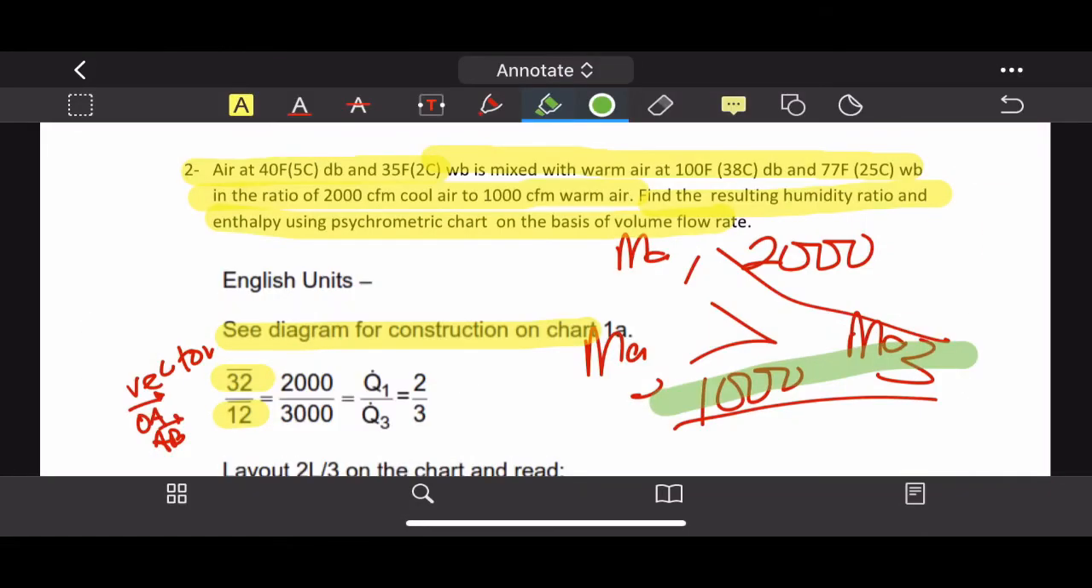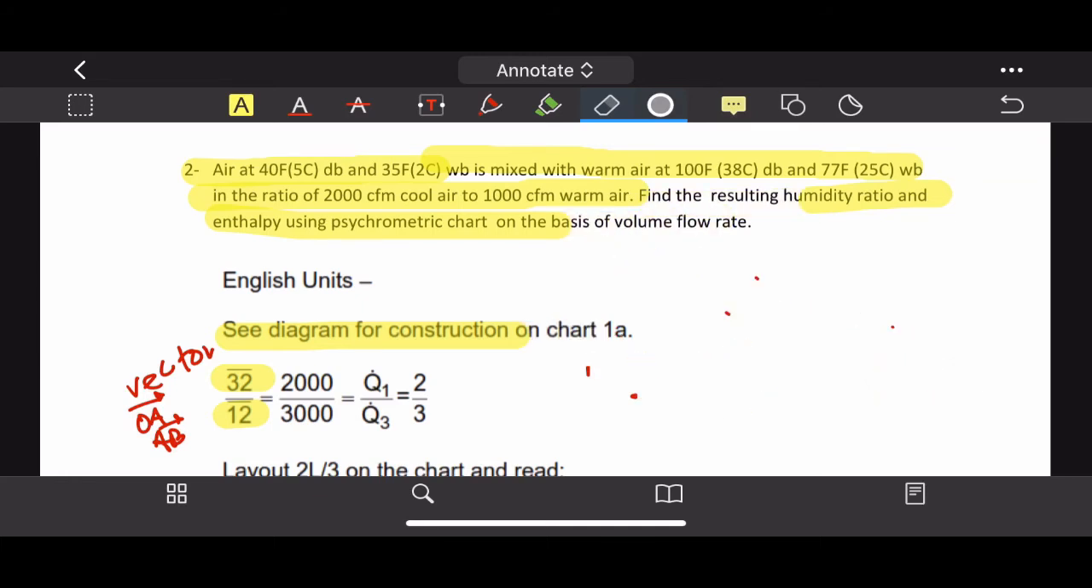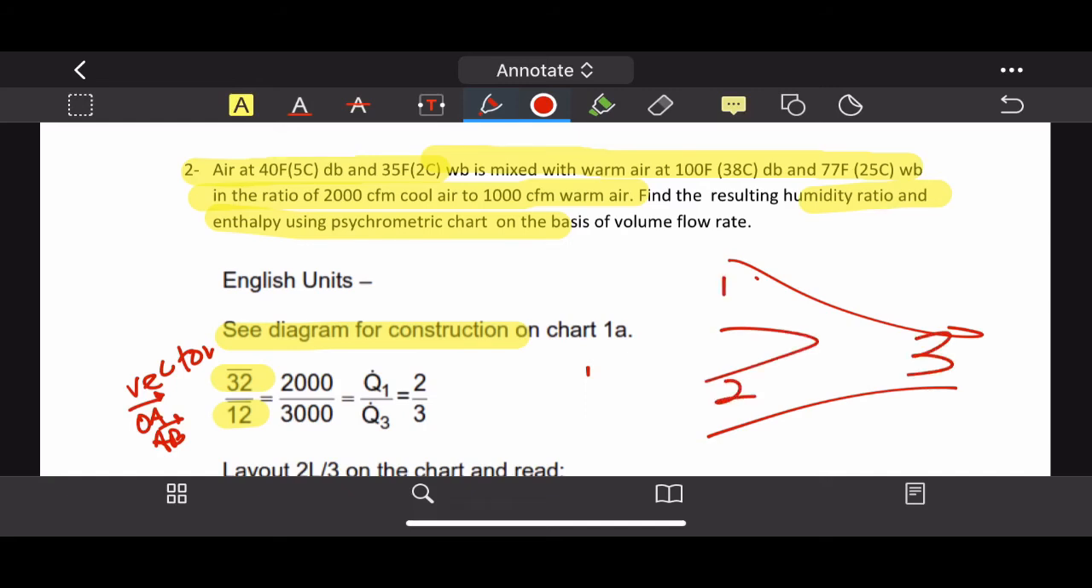Okay, so this is not 1 to 2, sorry. Okay, so let me draw this one more time. So I beg pardon. Okay, so we have 3 sections. This is 1, this is 2, this is 3. So here it says cold air mixed with warm air in the ratio of 2000 cold air and 1000 warm air. So 1000 is for warm, 2000 is for cold, right?